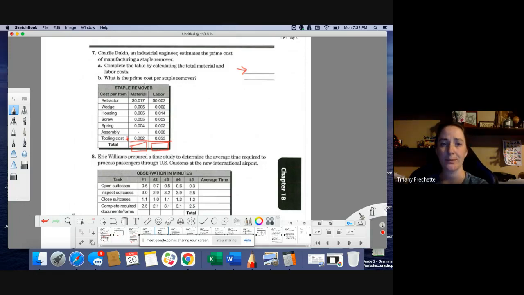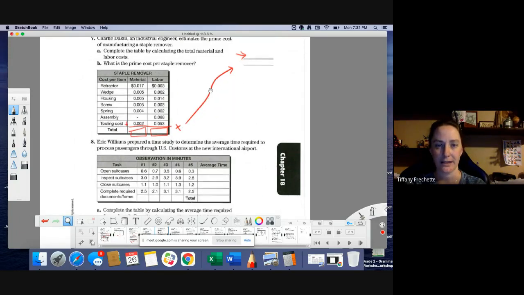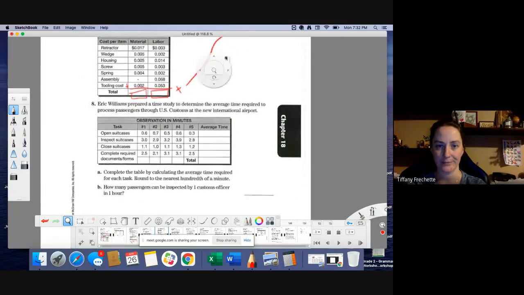And then what is the prime cost per staple remover? Well, if we add material and labor together, that is our prime cost for the second piece. So this one's a little simplified for you because they already did all the calculations. All you have to do is finish it off with the addition.